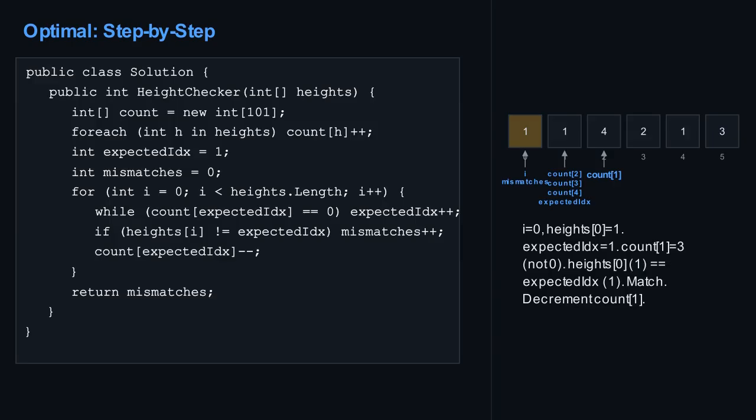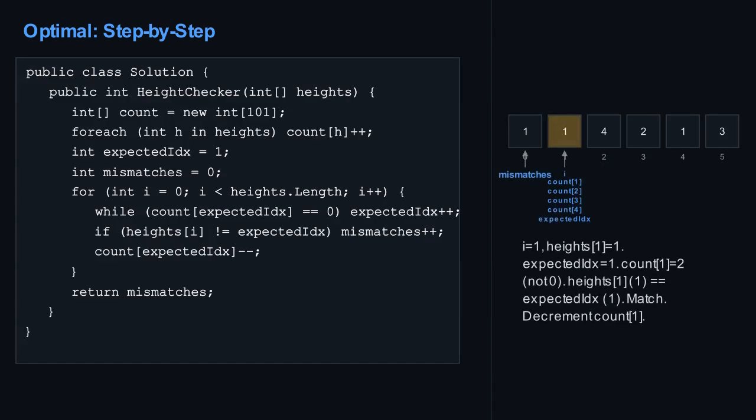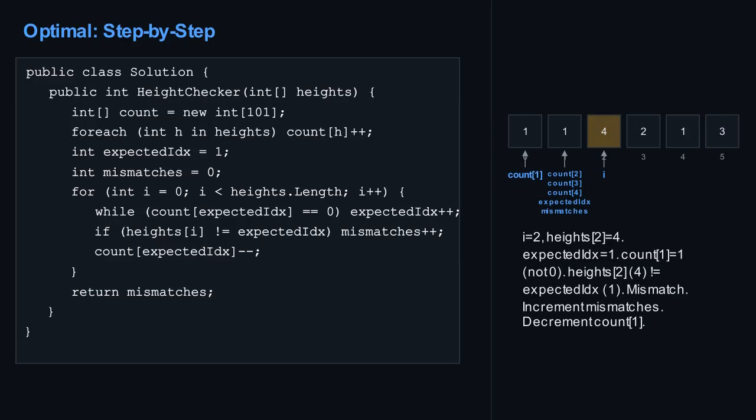At index 1, height is 1. Expected is still 1. counts[1] is 2. Match, decrement counts[1]. At index 2, height is 4. Expected is 1. counts[1] is 1. Current height 4 does not match 1. Mismatch. Increment mismatches. We decrement counts[1].